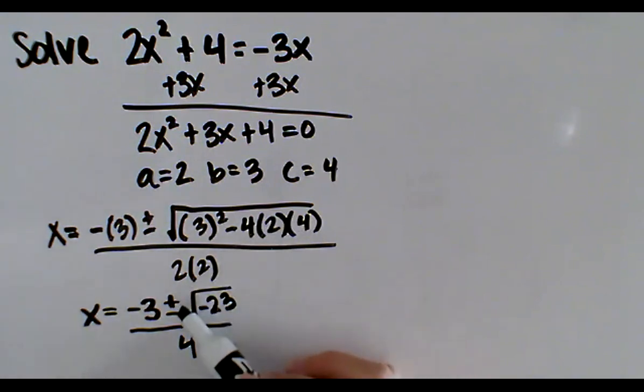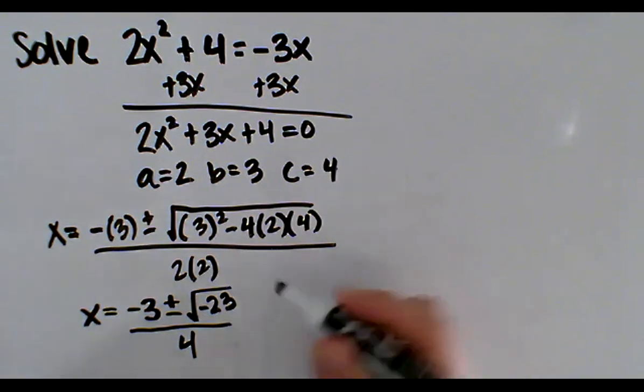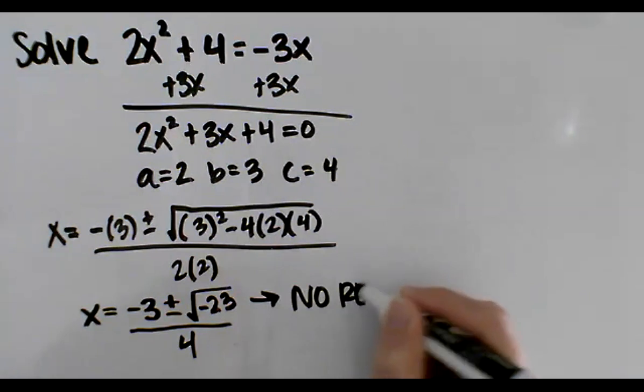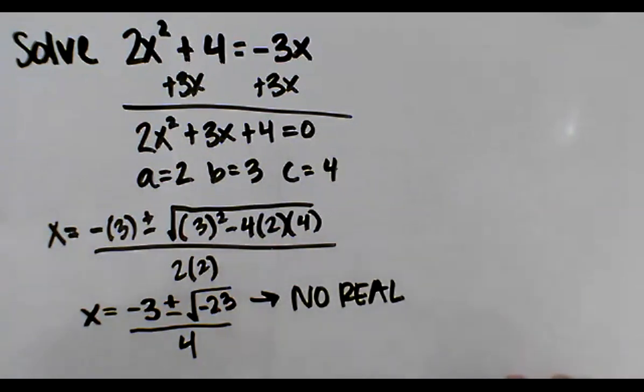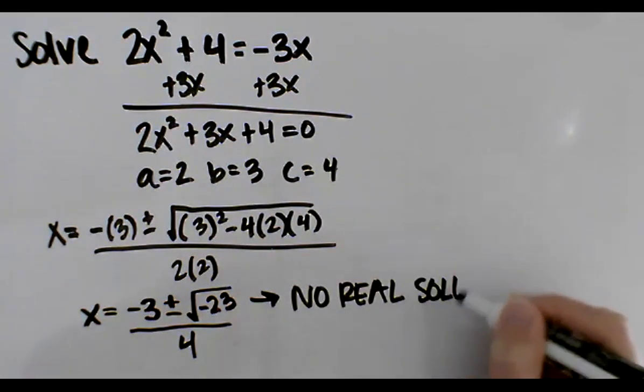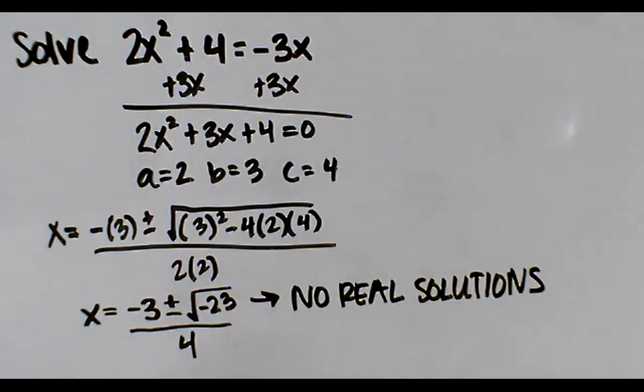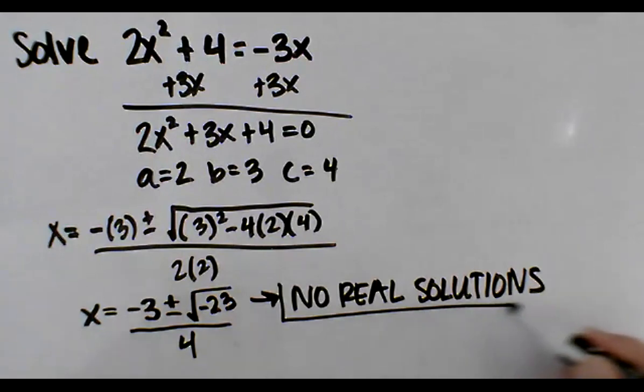Well, if I try to type in the square root of -23 into my calculator, it's going to tell me that there are no real solutions. So I can stop right here and say, well, because I can't take the square root of a negative number, there are no real solutions to this equation. I can't actually solve this.